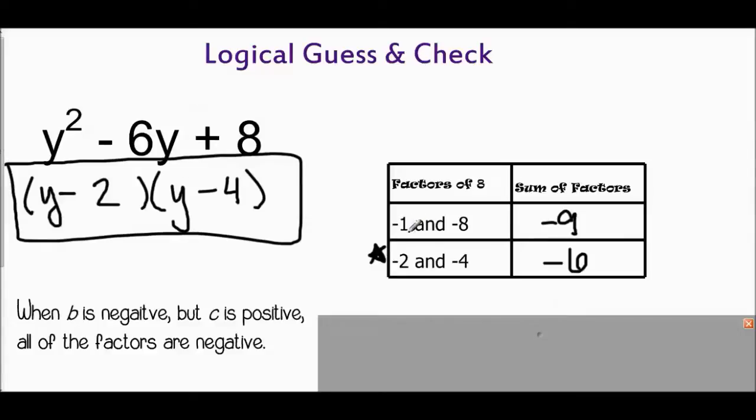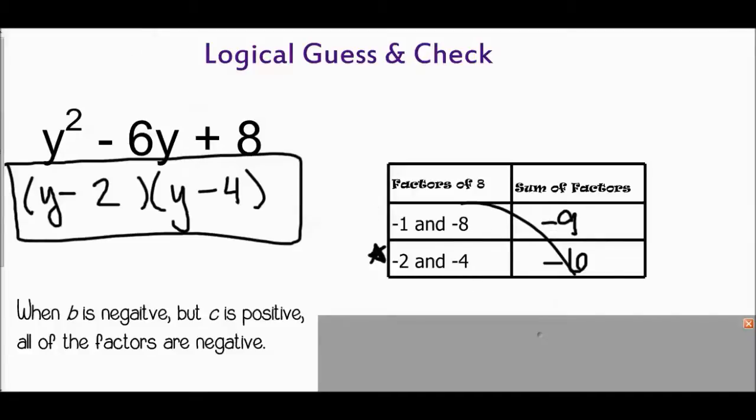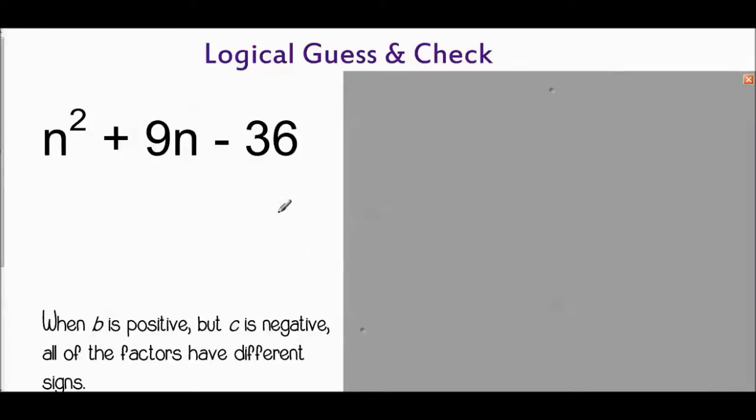So the key to this is the columns. The columns are what prevent you from sitting and staring at it and then having to guess and check and guess and check and guess and check. This kind of gives me a little bit of focus in my guessing and checking. Let's look at a different situation.